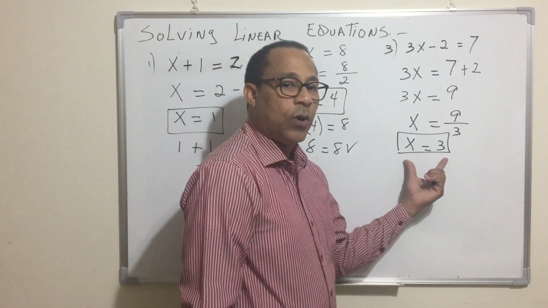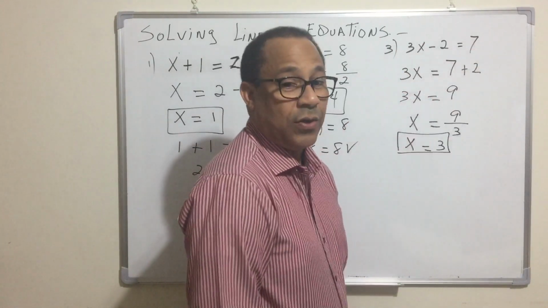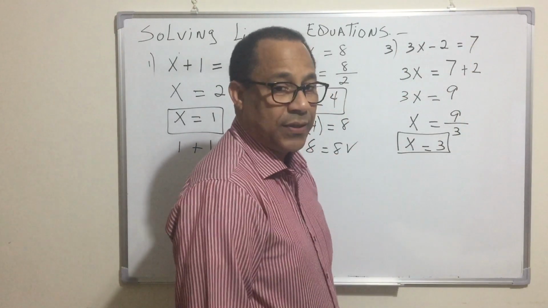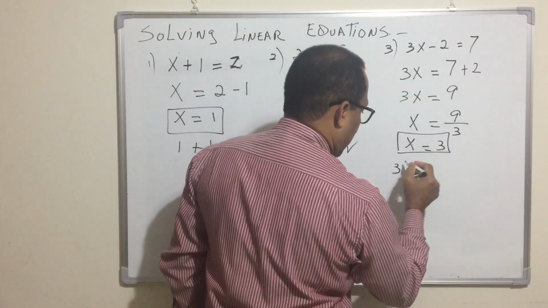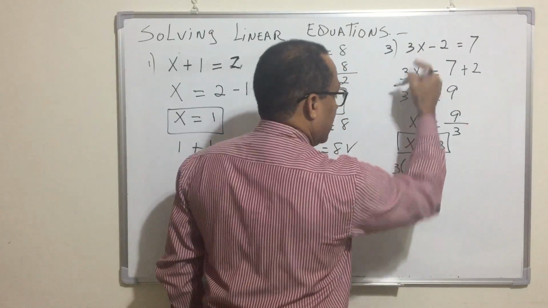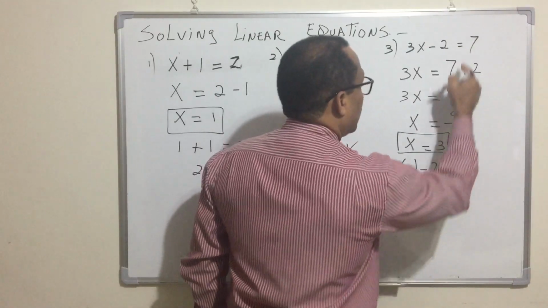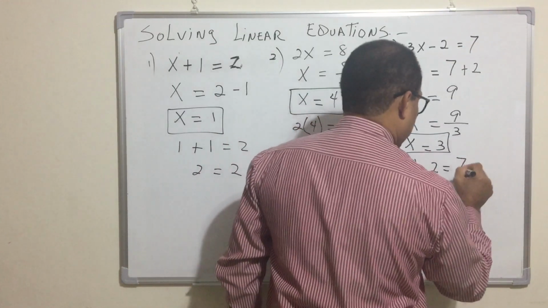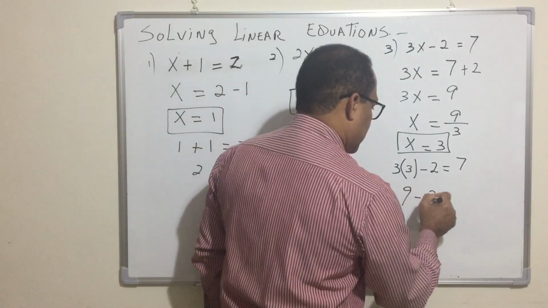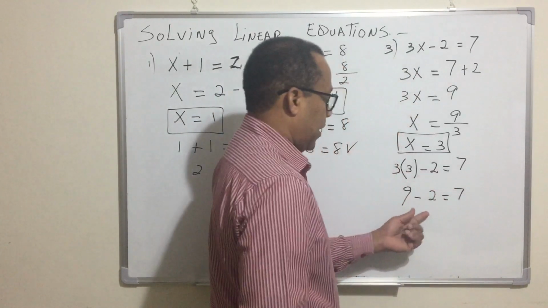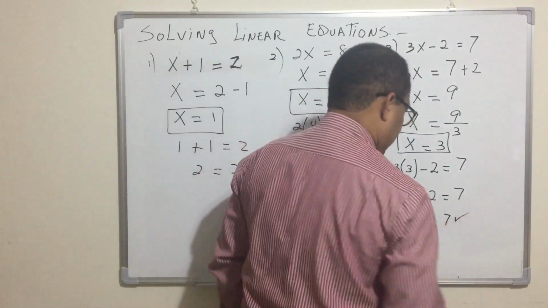Let's replace the result in the equation. When we do that, the result must be the number 7. Let's see. Bring down the 3. X is the number 3, so this is multiplication. 3 times 3 minus 2 equals 7. 3 times 3 is 9, minus 2 equals 7. 9 minus 2, 7 equals 7. Check.